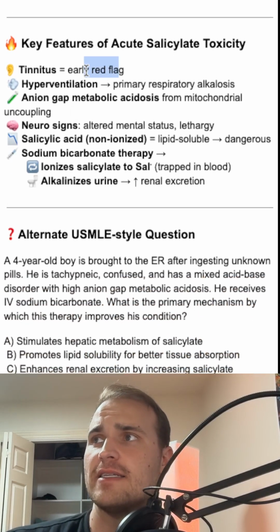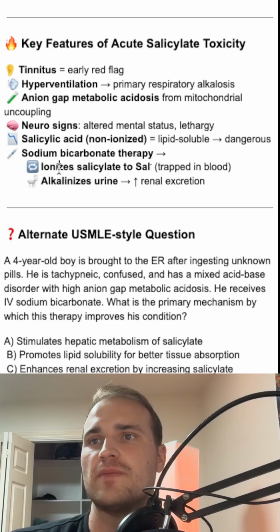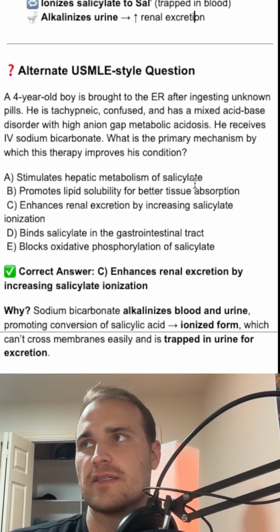So what do you see with this? Tinnitus, hyperventilation, anion gap metabolic acidosis. With the treatment, with the antidote, sodium bicarbonate, you're going to be trapping it in the blood and you're going to alkalize the urine. So the renal excretion is going to happen.